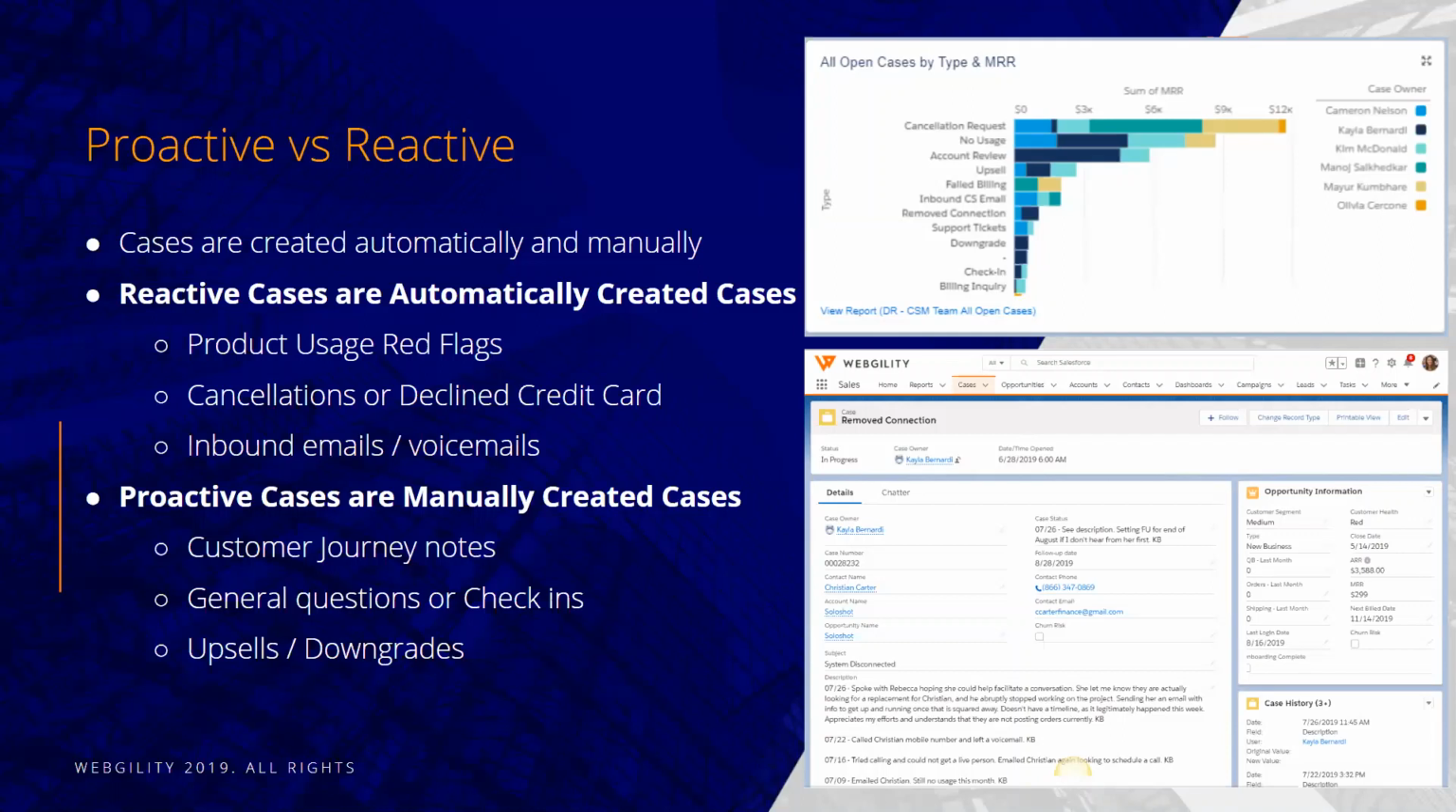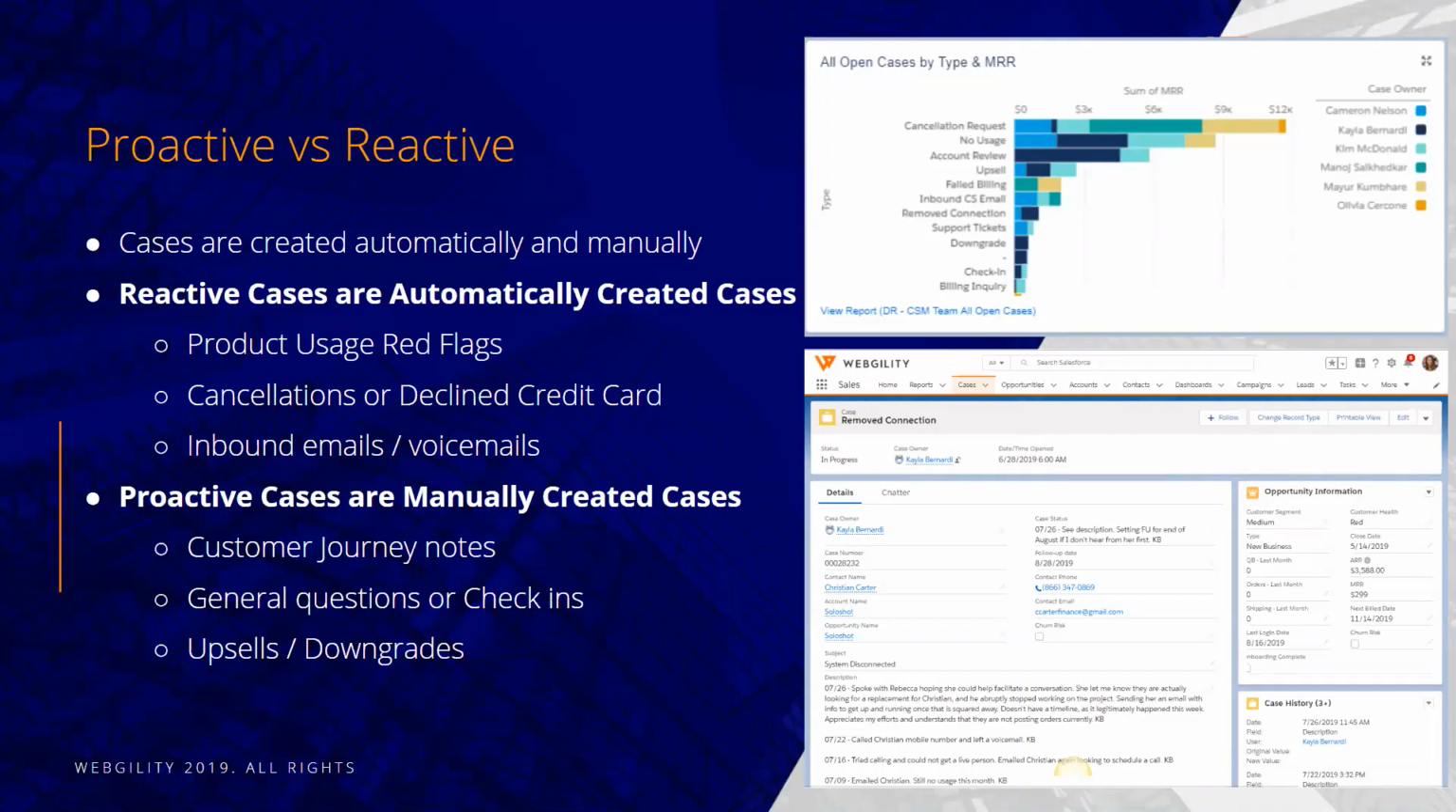The same goes for cancellations and declined credit cards. Now, anyone who submits a cancellation request, we're obviously reacting to that request. The same goes for if someone's card declines when we try to process a payment. We're again having to react and get the credit card information from the customer and get them back on track.